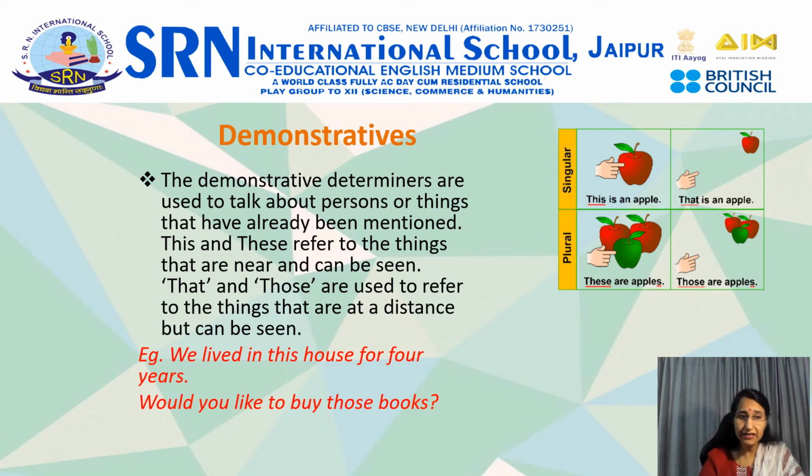Like, we lived in this house for years, or she bought these books. Those boys are very mischievous, or you can say I met her this week. So this and that are used for singular nouns, and these and those are used for plural nouns.